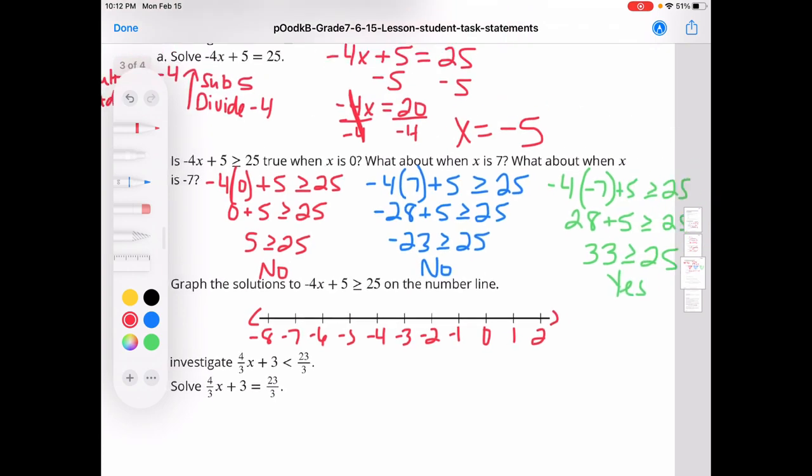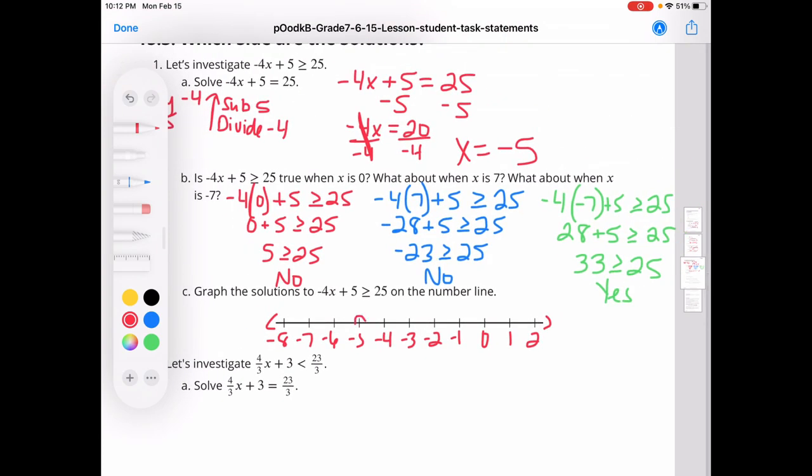Okay, so I know when x is negative 5, my solution is equal to 25. And then I noticed when I had x is 0 and positive 7, it was not a true solution. But when it was negative 7, it was a true solution. So that tells me that my x has to represent a number that is smaller than negative 5 in order for it to be true. So x has to be smaller than negative 5 to be true.